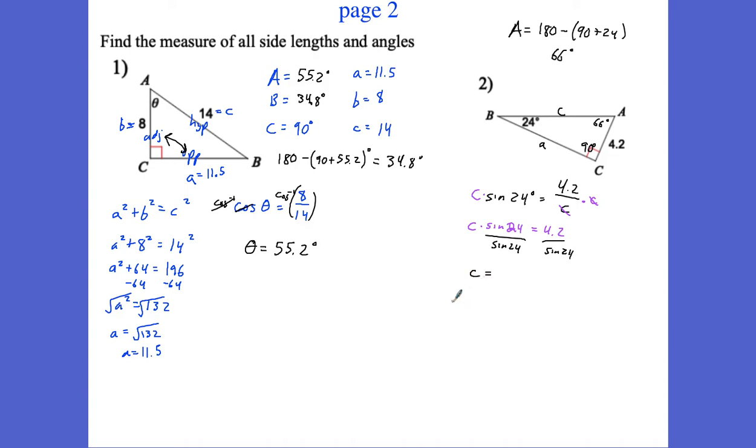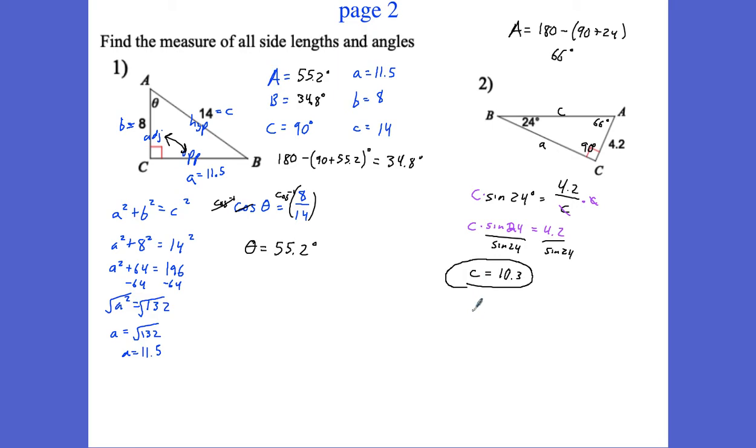Enter that into the calculator: 4.2 divided by sine of 24 degrees. We get 10.3. So little c is 10.3. Okay, and finally we need to solve for little a.